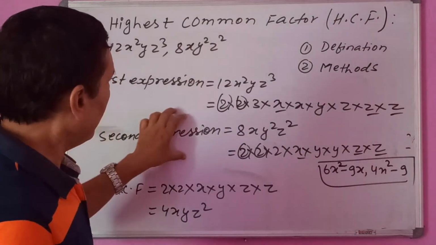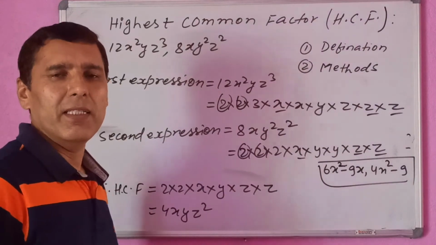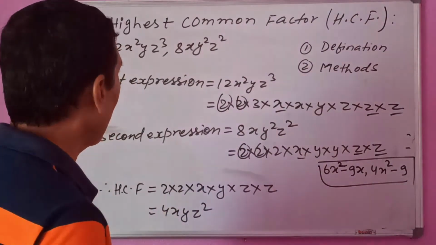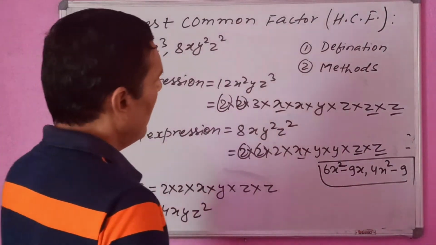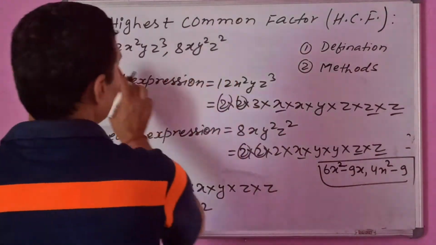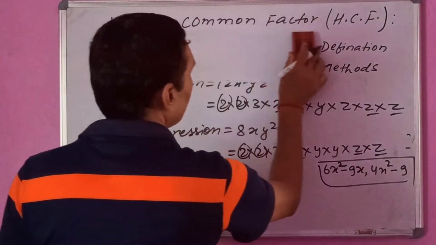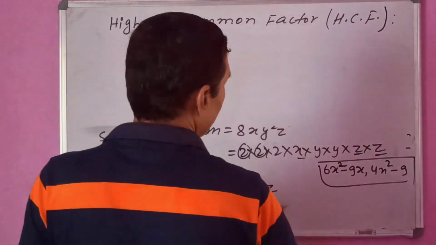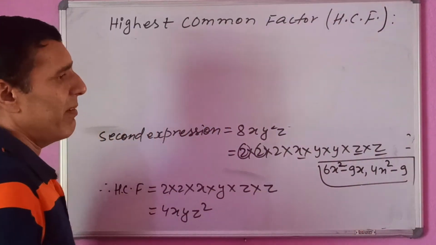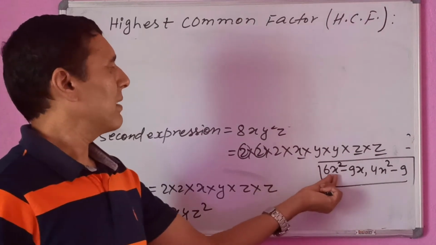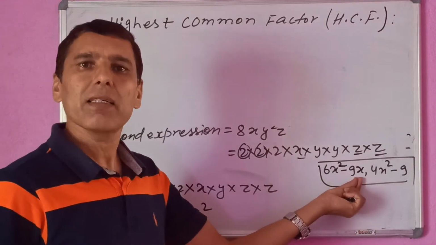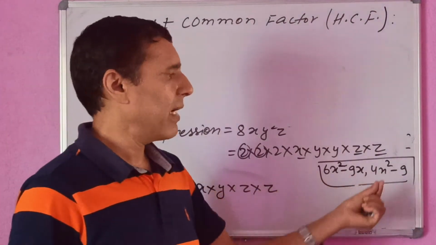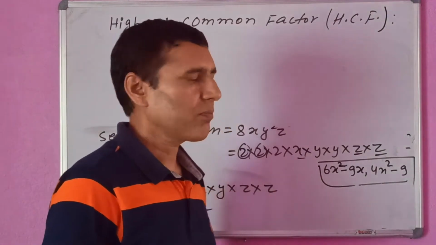So everybody, I think you understand it. It is a very simple example. Now let's take the third example also. In the third example, we have two algebraic expressions. One is 6x square minus 9x and the second one is 4x square minus 9.